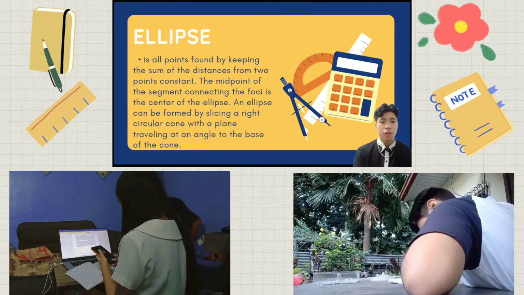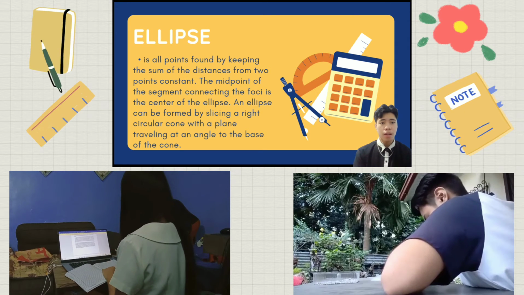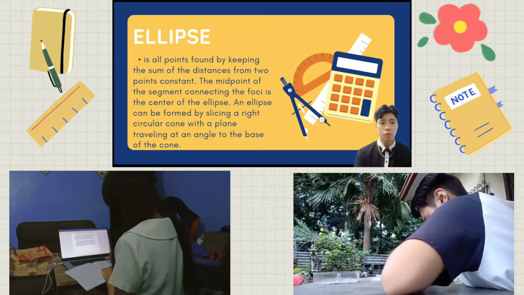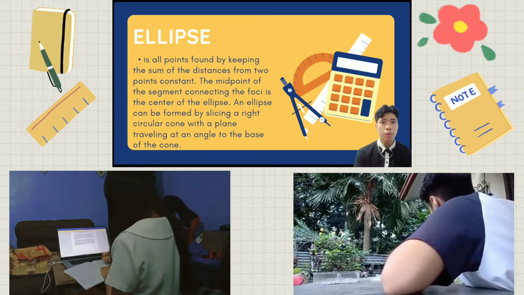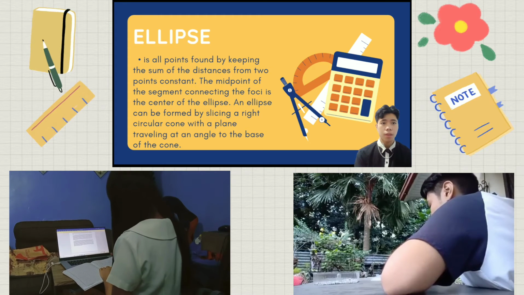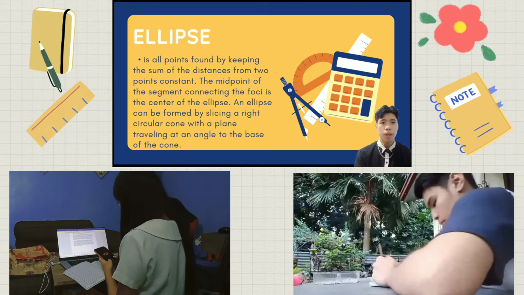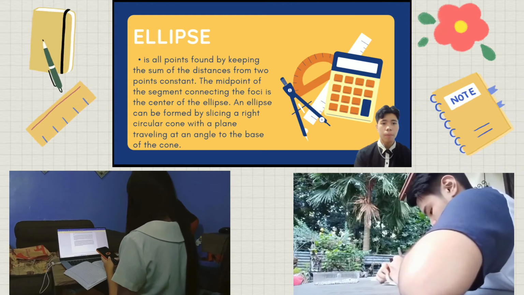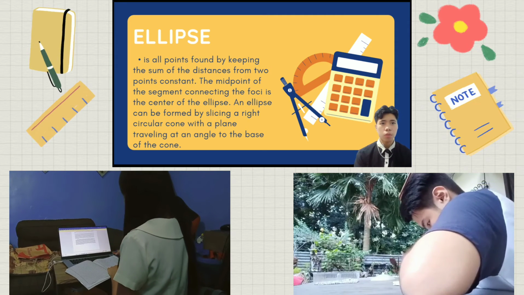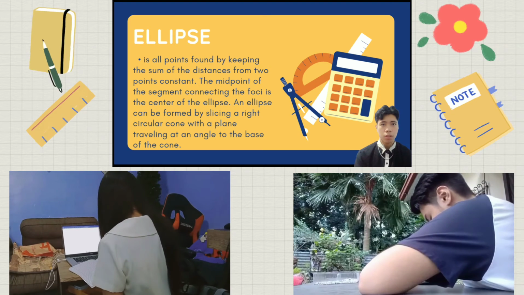After we learned the circle of the conic section, now let's proceed to the ellipse. What is an ellipse? An ellipse is all points found by keeping the sum of the distances from 2 points constant. The midpoint of the segment connecting the foci is the center of the ellipse. An ellipse can be formed by slicing a right circular cone with a plane traveling at an angle to the base of the cone. An ellipse may also be defined in terms of one focal point and the line outside the ellipse called the directrix.